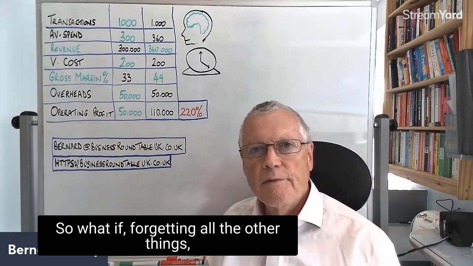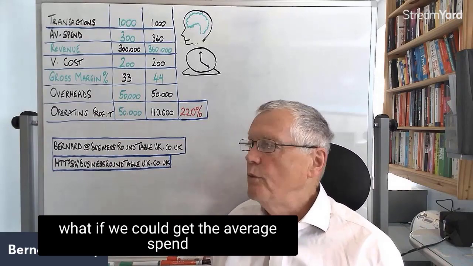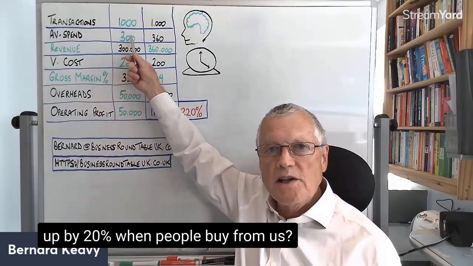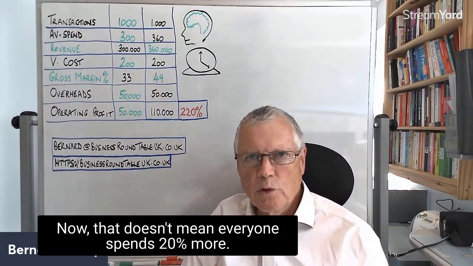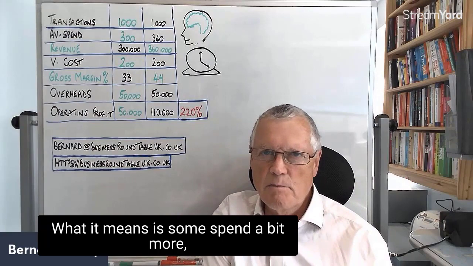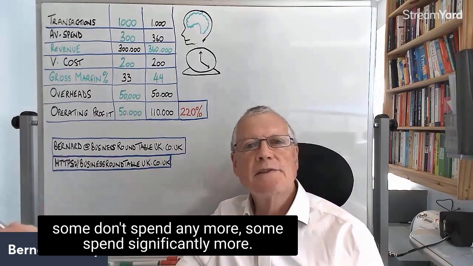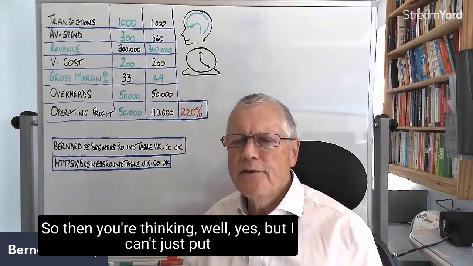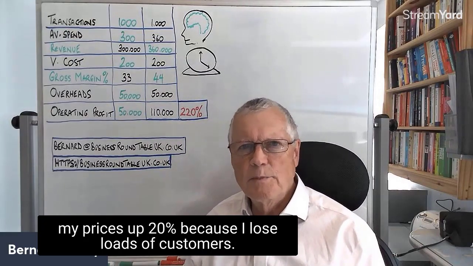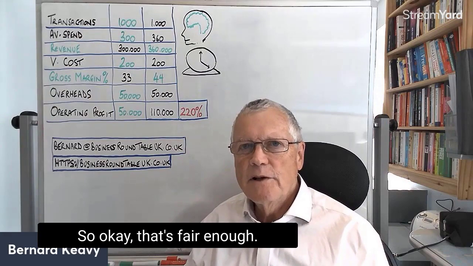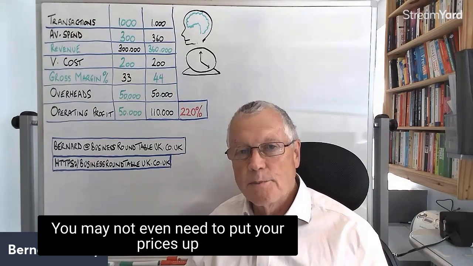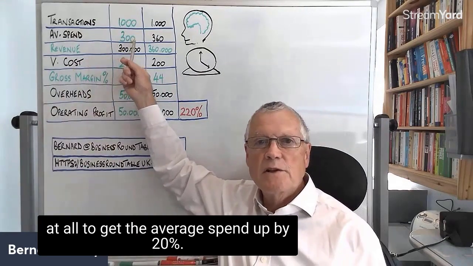So forgetting all the other things, what if we could get the average spend up by 20% when people buy from us? Now, that doesn't mean everyone spends 20% more. What it means is some spend a bit more, some don't spend any more, and some spend significantly more. So then you're thinking, well, yes, but I can't just put my prices up 20% because I'll lose loads of customers. So, okay, that's fair enough. You may not even need to put your prices up at all to get the average spend up by 20%.